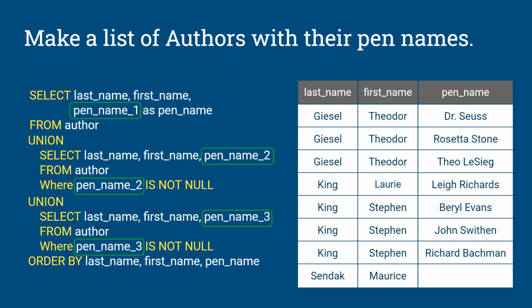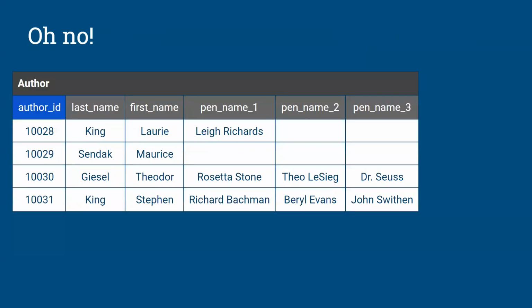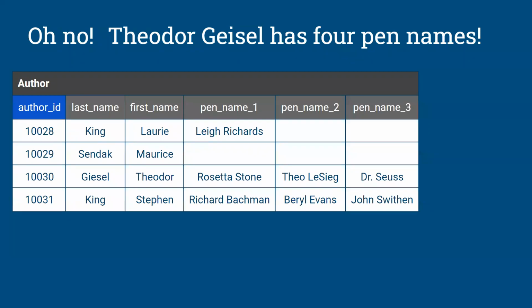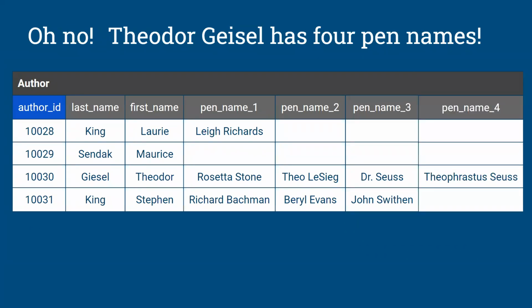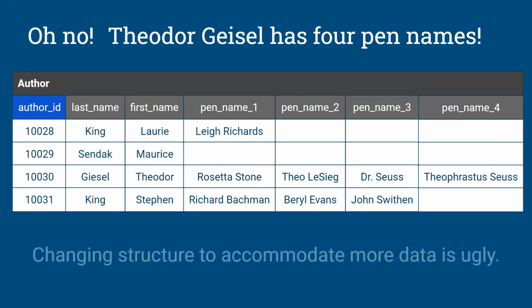So yeah, but can you do it? Yeah, you can totally do it. Oh no. Oh no, what? Theodore Geisel has 4 pen names. He's also known as Theophrastus Seuss. I don't know what he wrote as Theophrastus Seuss. But you've already identified this: oh wow, we've got to now change our data structure to be able to handle someone, and who's to say that someone's not going to show up with 10 different pen names.